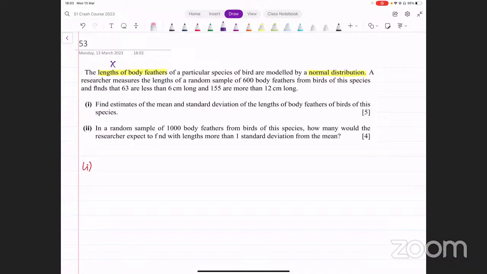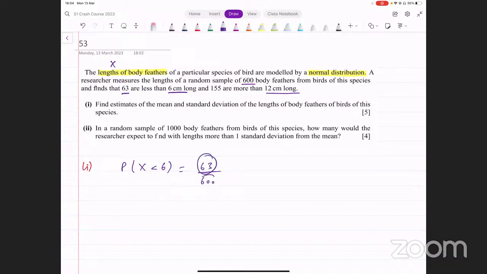A researcher measures the lengths of a random sample of 600 body feathers from birds of this species and finds that 63 are less than 6 centimeters long and 155 are more than 12 centimeters long. What we can infer from that is, since we have a sample of 600, out of them, 63 are less than 6 centimeters long. Using the concept of relative frequency, we could say the probability of X, the length of a body feather, being less than 6 centimeters long. What would that be? Out of 600, 63 satisfy that condition. So that's 63 over 600.